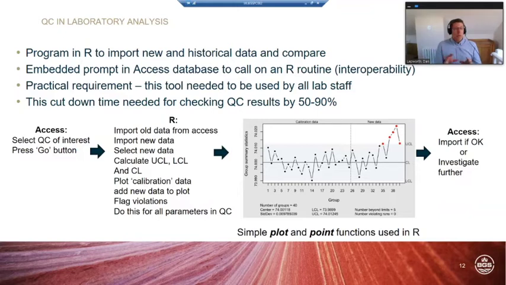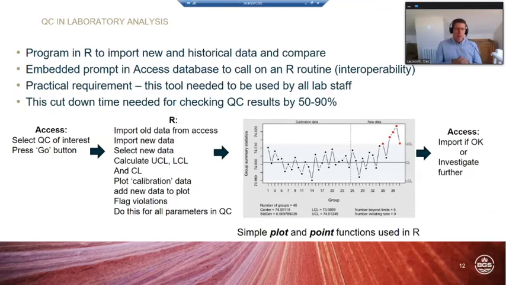We select a quality control standard and element of interest, and then we press go. Now within R, we import data from the Access database. We import the new data off the instrument, and we select the new data and analyte that we want. We then calculate these upper and lower confidence limits and the standard value itself, the CL value, and we effectively plot these up together, as you can see in that plot on the right-hand side.